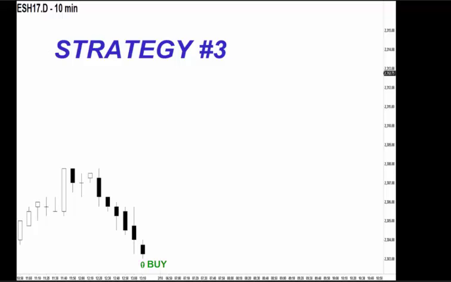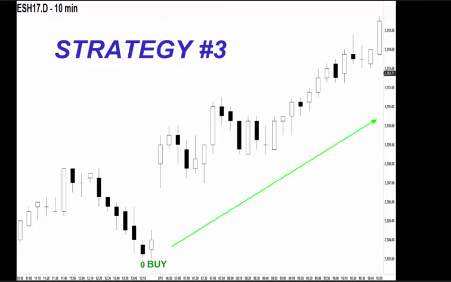These strategies work on any market, any time frame. Here's strategy number 3, which is a pullback strategy, on a 10-minute chart of the E-mini. This was just this last week, or a couple of weeks ago. It looked as if the market was rolling over at the end of the day. Had you bought on a 10-minute time frame, look at the market the very next day.